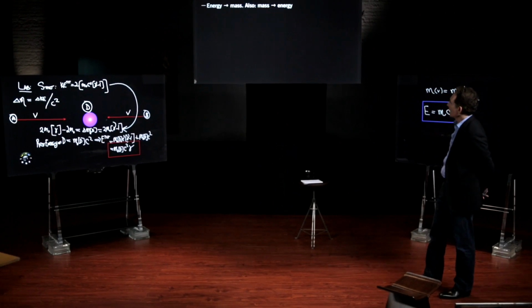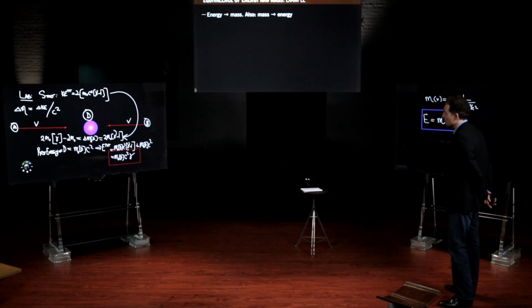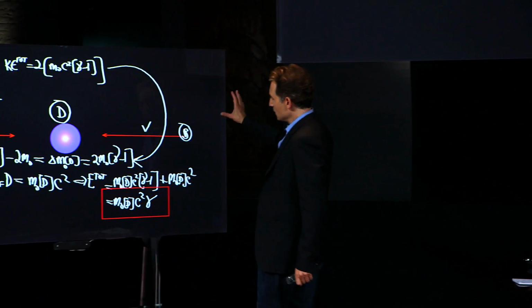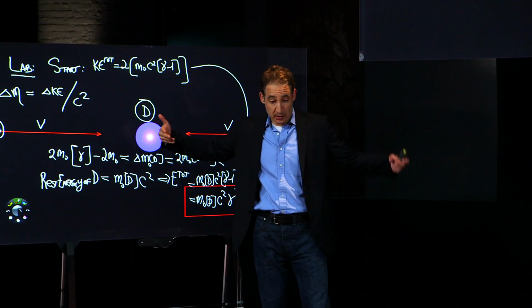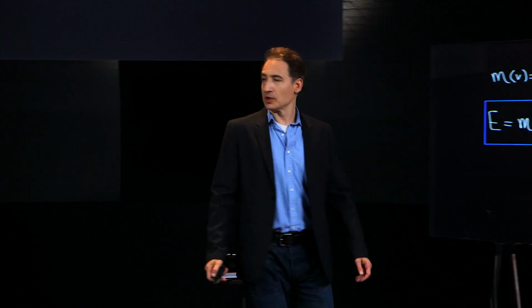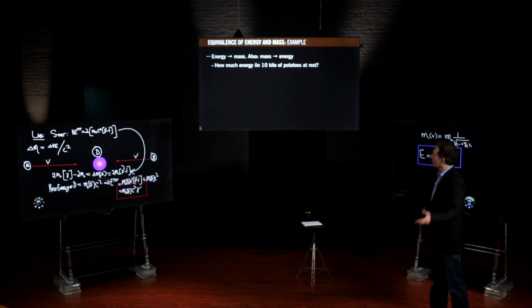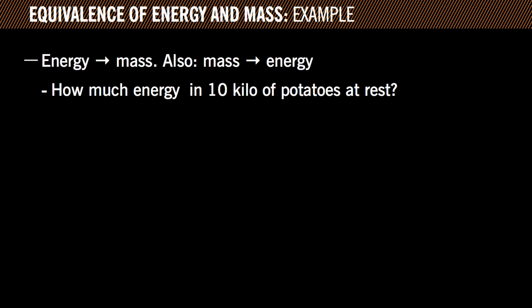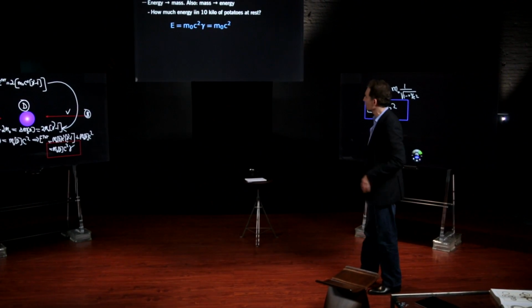One quick little example so we can see the power of this result. We've shown here that energy is being turned into mass. Of course, you can go the other direction too. Mass can be turned into energy. And doing a little calculation just to see the power of this result, if you had 10 kilograms of potatoes just sitting at rest, plug that into E equals mc squared to get the total amount of energy that the potatoes at rest would give you.